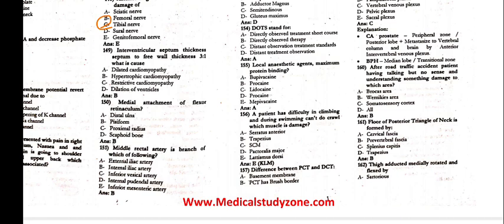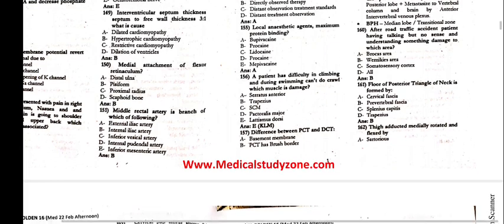154, DOTS stands for directly observed treatment short course. 155, the local anesthetic agent with maximum protein binding is bupivacaine. And 156, the patient has difficulty in climbing and during swimming can do crawl. Which muscle is damaged? That is latissimus dorsi.